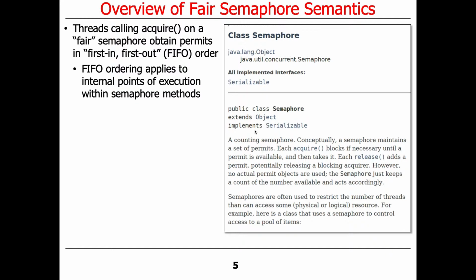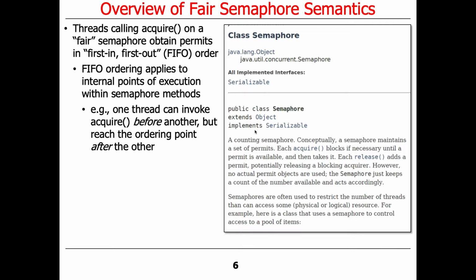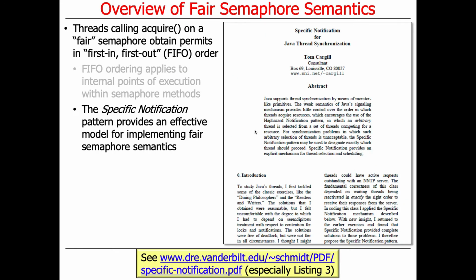But at some point, there's a decision made to put something to sleep because the permit's not available. And that's the point where things are queued up in FIFO order. You don't really have to worry about that. The point is that there's some internal point where you get queued and the FIFO-ness is respected after that queuing point is hit. So as I said, one thread could invoke acquire before another, but it could reach the ordering point after the other, just because of the non-determinism of concurrency.